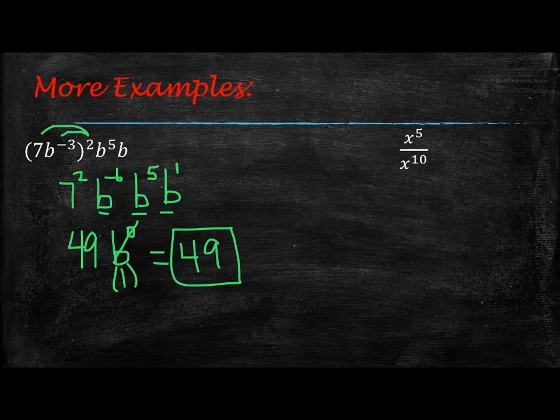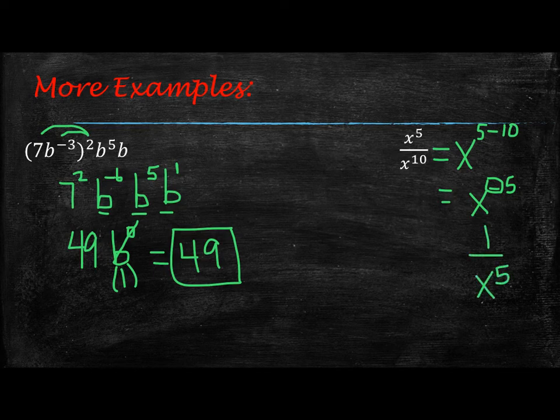In the second example, you have x to the 5th divided by x to the 10th. The property tells you to subtract those exponents, x to the 5th minus 10, which would give you x to the negative 5, but you can't have a negative exponent in your answer, so that's going to make you flip it and be 1 over x to the 5.